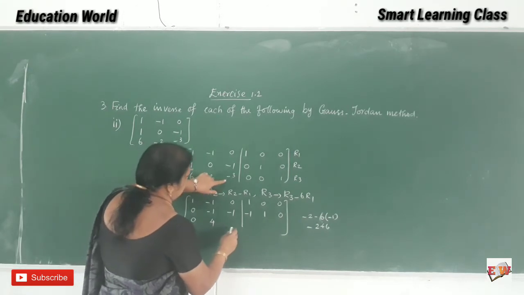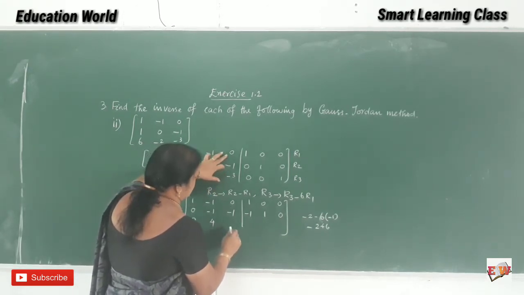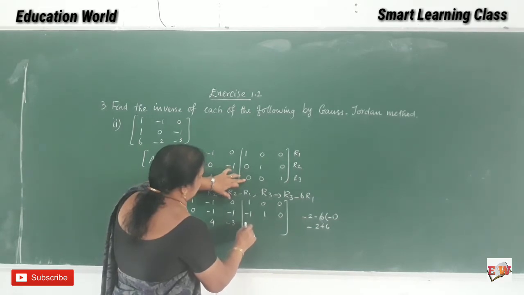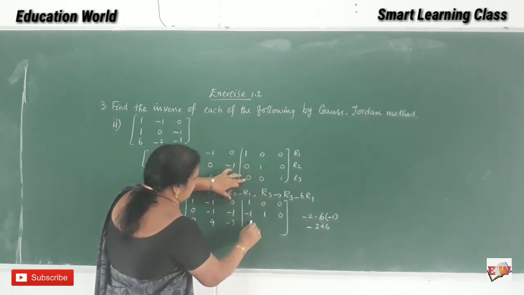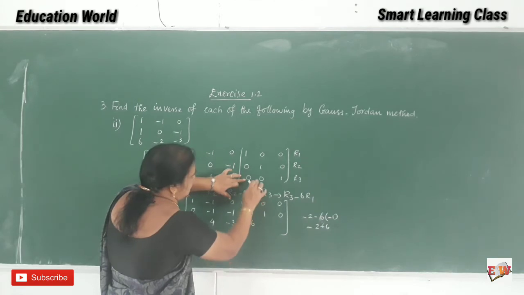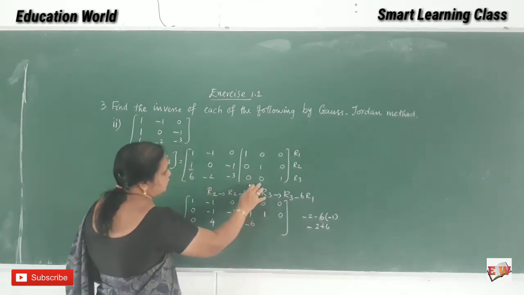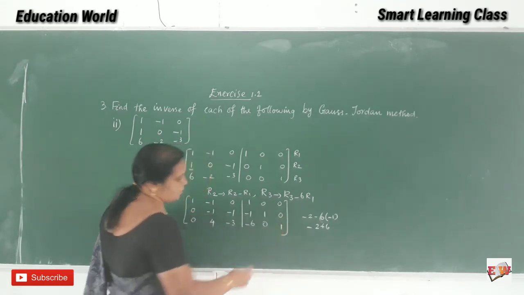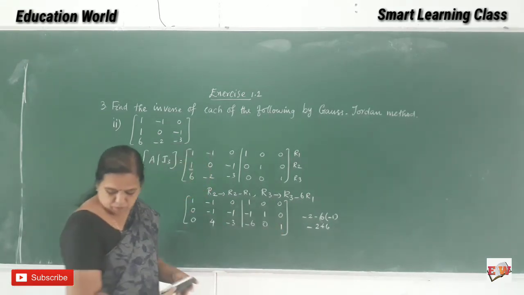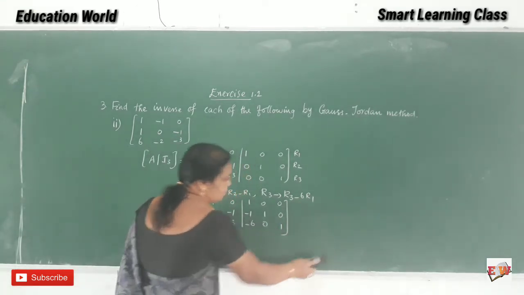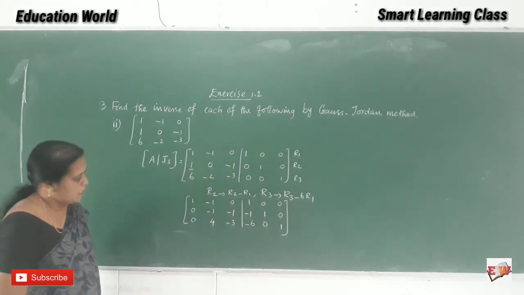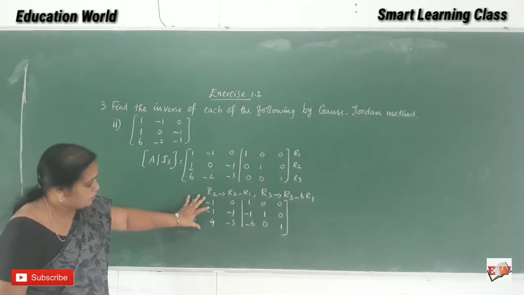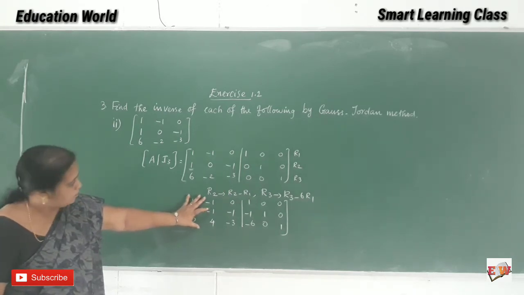Then here R3 minus 6: this is 3 minus 3 from minus 3. Here 0 minus 1 into 6, minus 6. Here 0 minus 0, 0. Here we are getting 1. Next step, we completed the first column. Now we come to the second column.